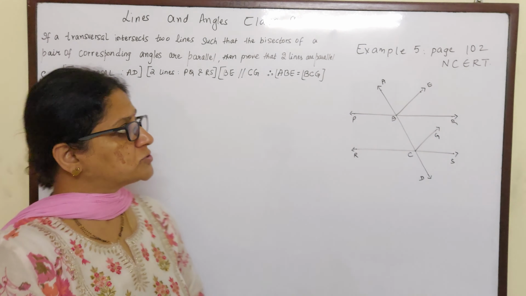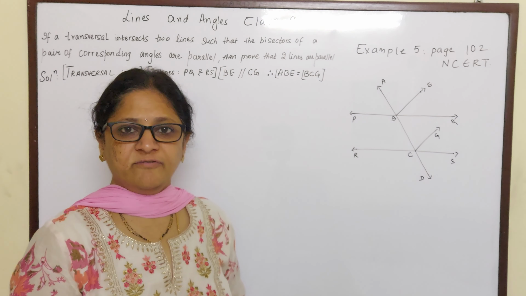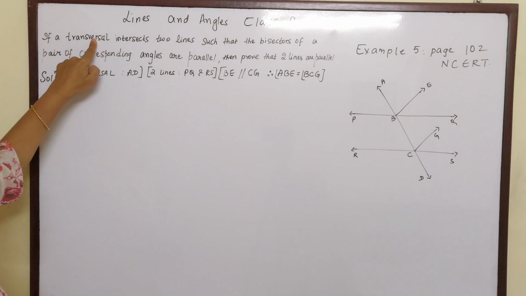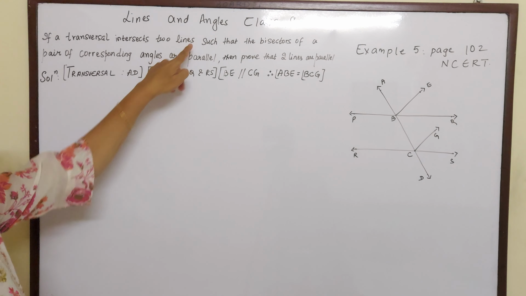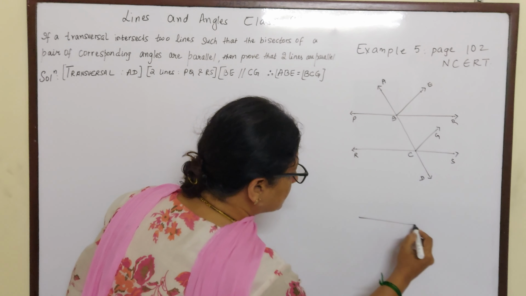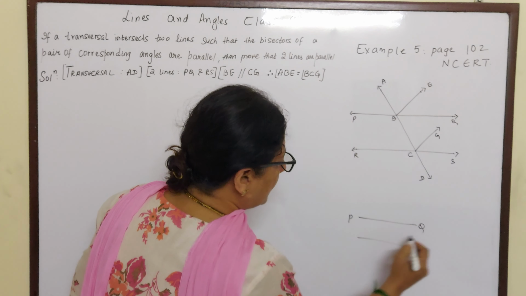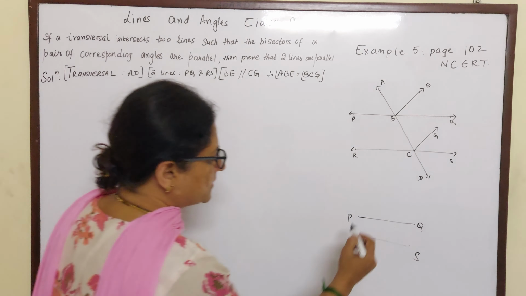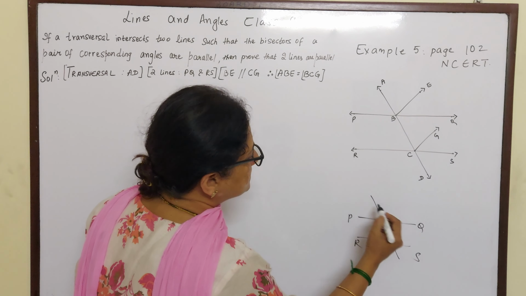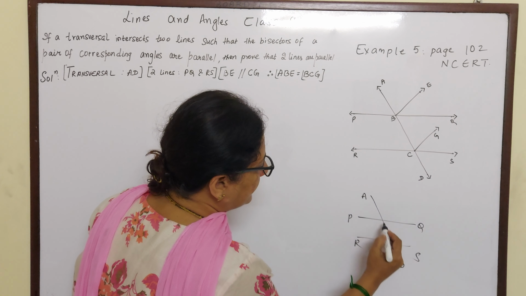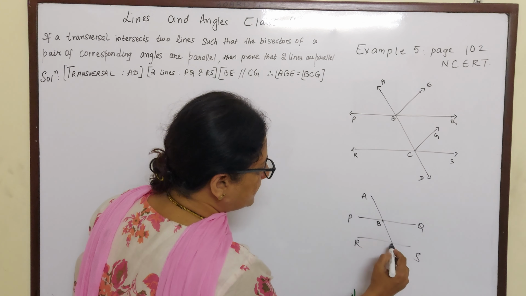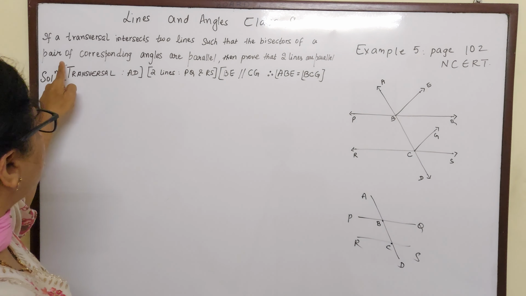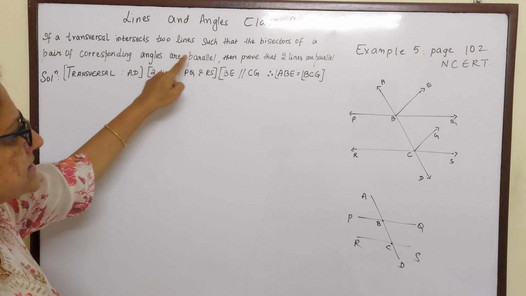Hello children, so today we are going to see example 5 from NCERT. They say that if a transversal intersects two lines, so let us assume these are the two lines, that is PQ and RS, and a transversal intersects them. So let them intersect, this is the transversal AD, and let them intersect at point B and C respectively. Bisectors of a pair of corresponding angles are parallel.